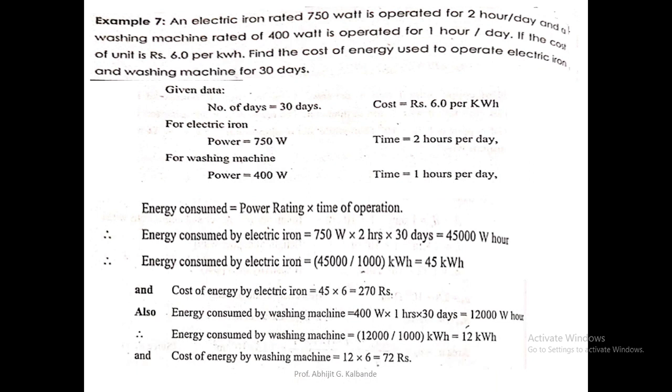Similarly, then we find the cost of energy of the electric iron. The electric iron requires 270 rupees, that is 45 into 6. Then the energy consumed by the washing machine is 400 watt.